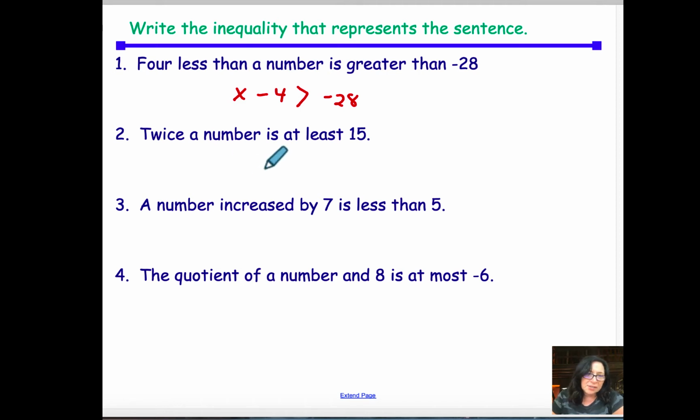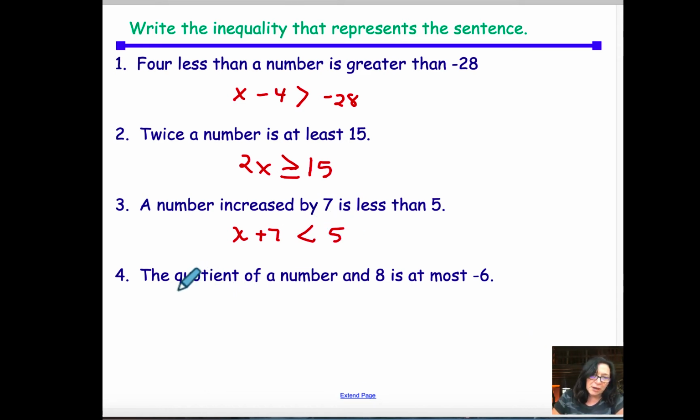The second question says twice a number, so we have twice some number, is at least 15. So that means it has to be greater than 15, and at least means it could actually even equal that value. So it's greater than or equal to 15. A number increased by 7, so some value increased by 7, is less than 5.